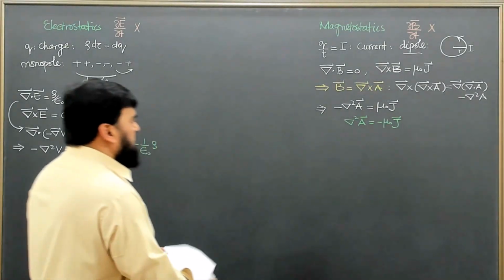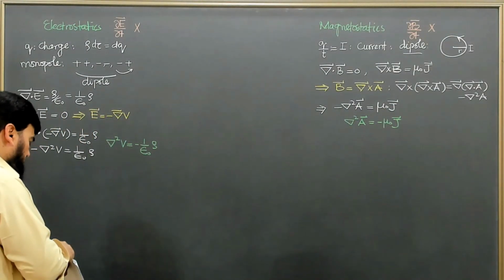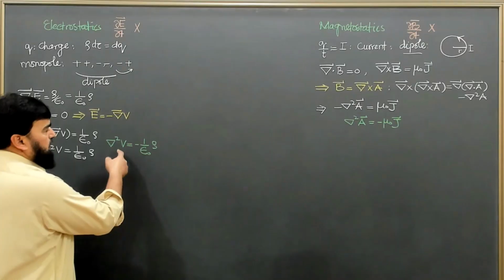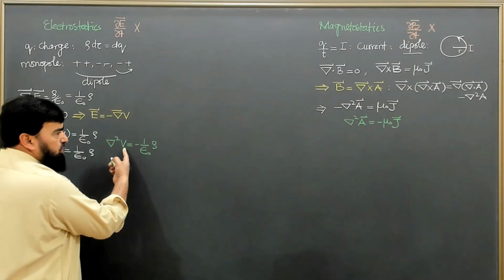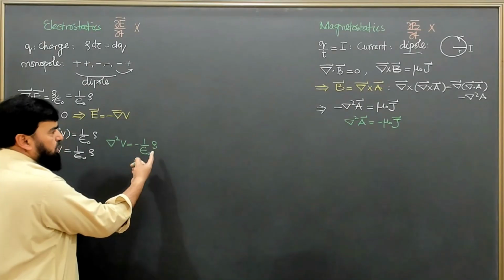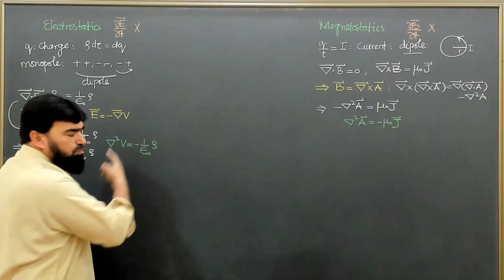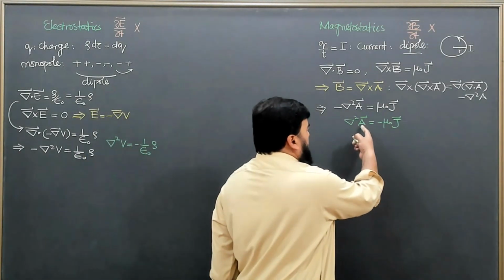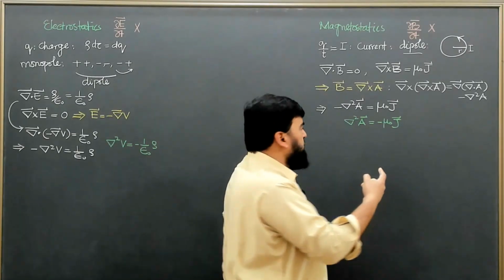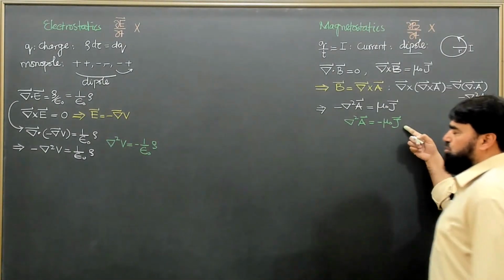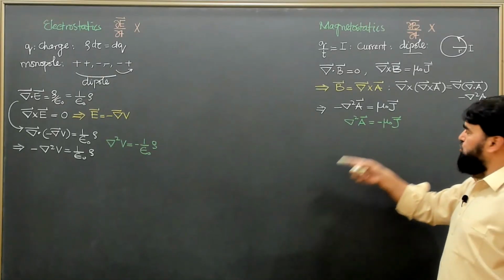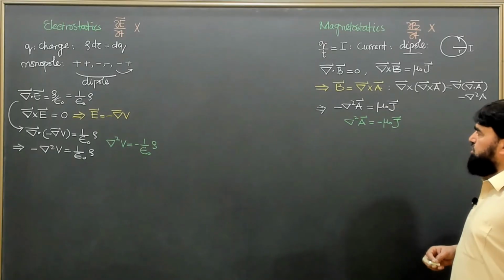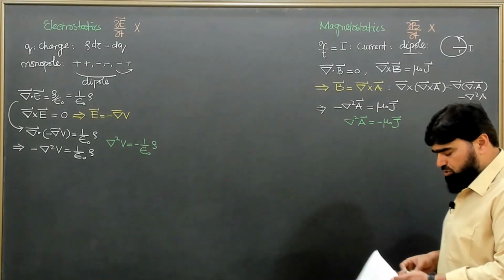And this is an analogous expression to this one, because del square of the electric potential is equal to the negative of its source. Del square of the vector potential, or the magnetic potential, is equal to the negative of its source. Where there was 1 over epsilon naught, here there will be mu naught. And this is the Poisson's equation in the case of magnetostatics.